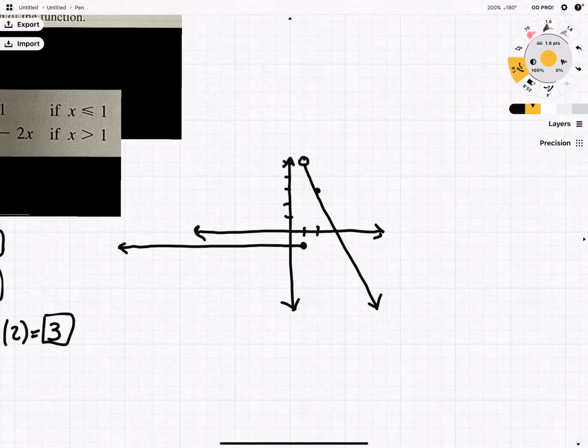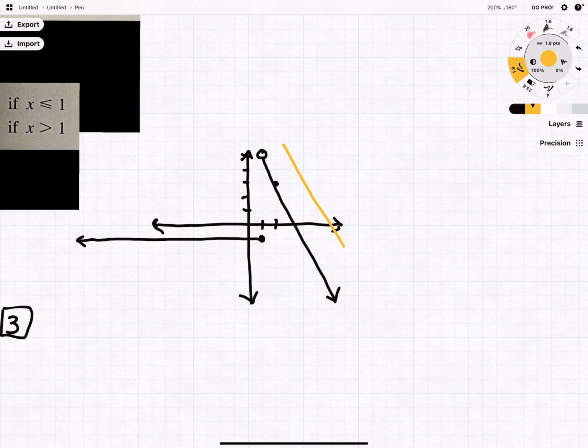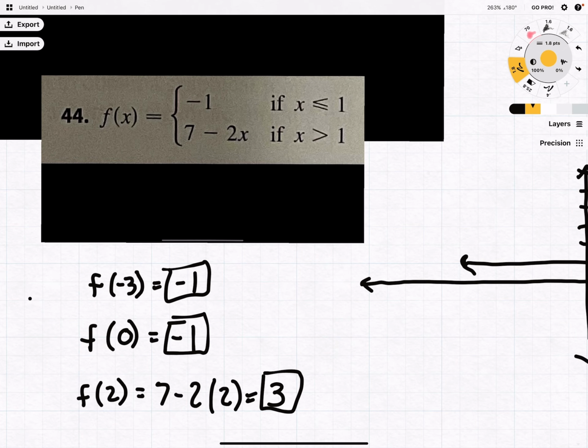The reason why this line here is trending downward is because if you look at the second part of the function, we have this minus 2x here, which means it has a slope of negative 2.